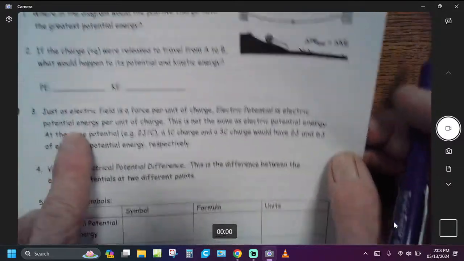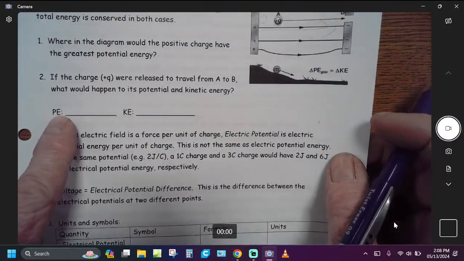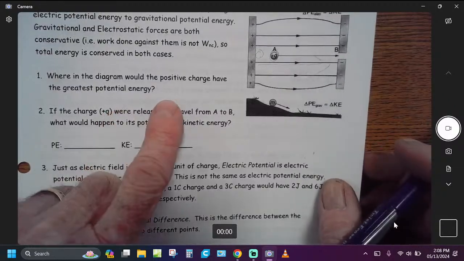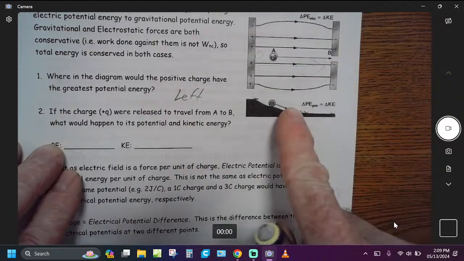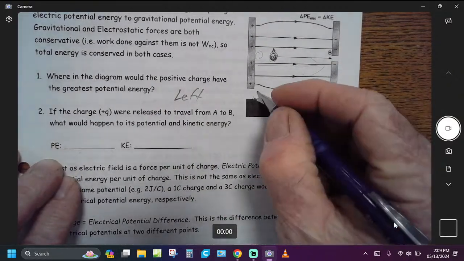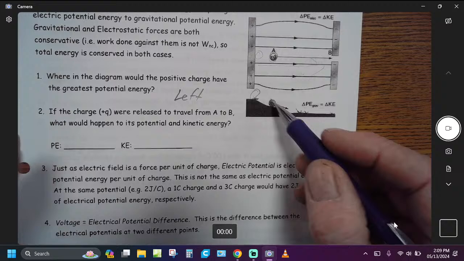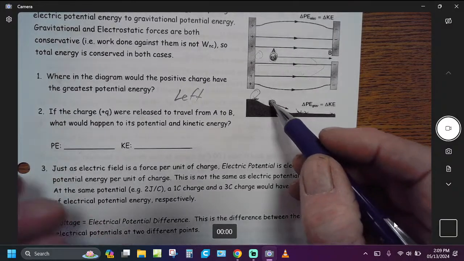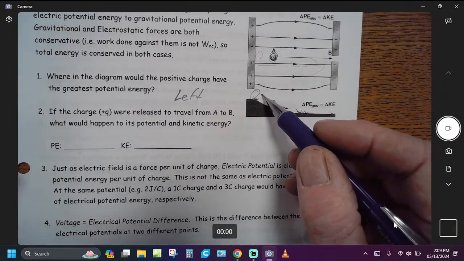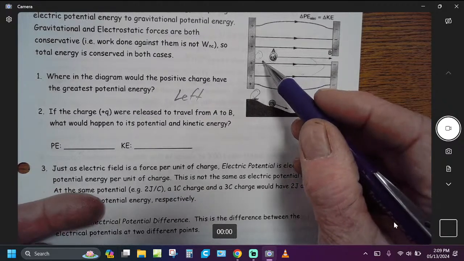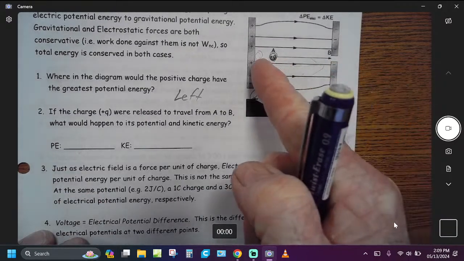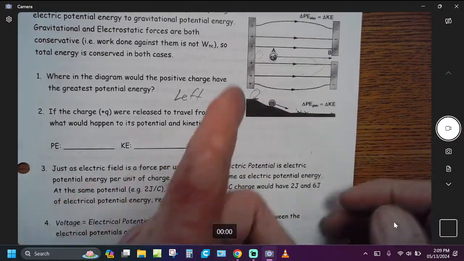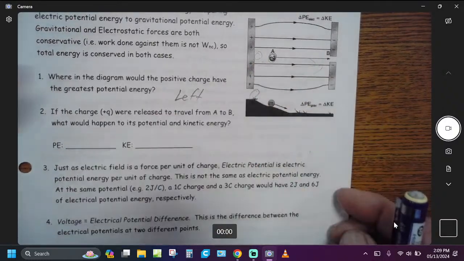So let's just do a little bit of this, but I'm not going to do all of it. Where in the diagram would the positive charge have the greatest potential energy? The answer is on the left side. So just like the ball has the most potential energy up here on the hill because gravity's pulling it downhill, and you store potential energy by pushing something sort of against gravity, this electric field pushes the thing to the right, so I store energy in things by pushing charges to the left. Now, if this were an electron, I'd push it the other way and it would shoot back to the left.